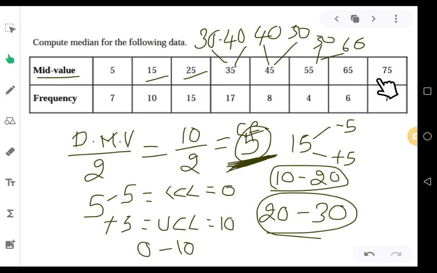All the differences: 75 minus 65 you will get 10, 65 minus 55 is 10, 55 minus 45 is 10. So all the differences between all the mid values are equal.